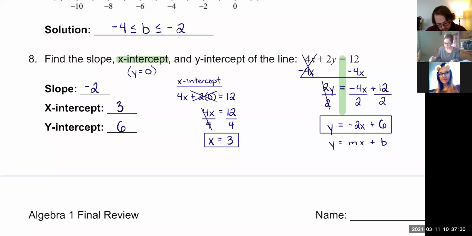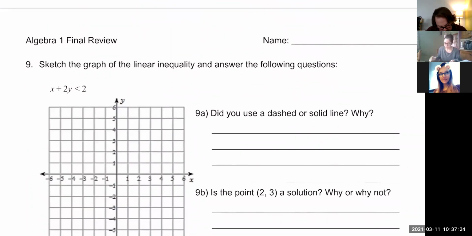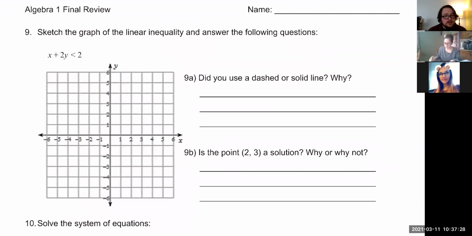All right, moving on to the next page here. Number 9 asks us to sketch the graph of the linear inequality and also answer the following questions. We'll actually answer 9A in the process of graphing it anyways, so that's not too big of a lift there. But the main thing I'm going to highlight here is that this is a linear inequality. So similar to linear equations, we want to go for that slope-intercept form, y by itself.